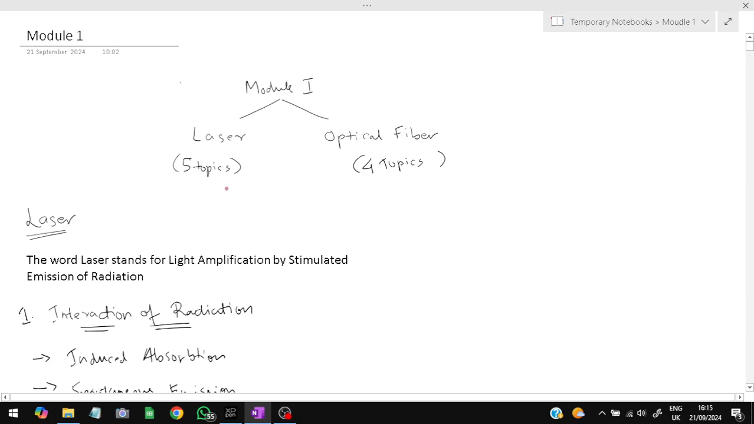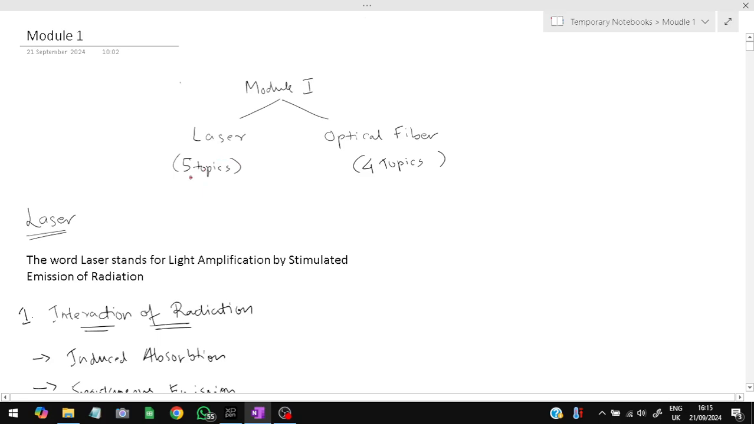Now let's get started. Module 1 of physics is comprised of two things. First is laser and second is optical fiber. Lasers we have all played with. It's a device which emits a very strong light that travels to very far distances. So we will be learning about what a laser is and how it works. It's a very interesting topic.